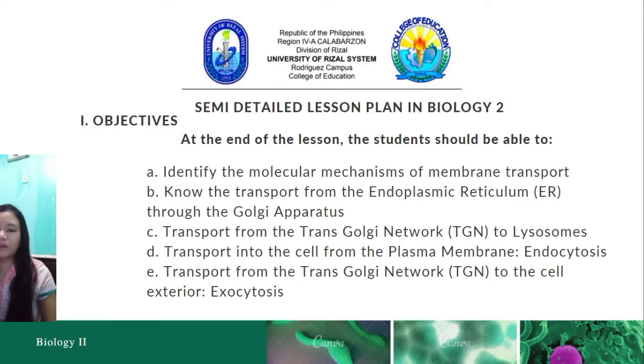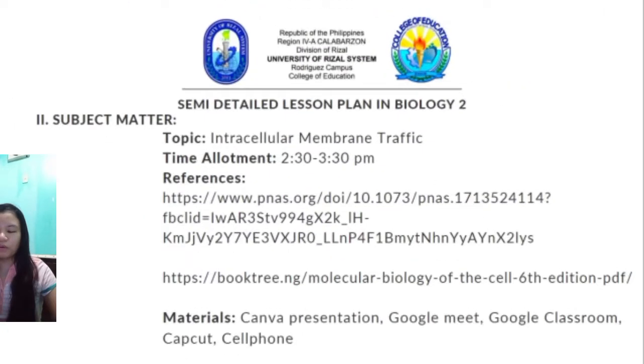At the end of the lesson, the students should be able to identify the molecular mechanisms of membrane transport, know the transport from the endoplasmic reticulum through the Golgi apparatus, transport from the Trans-Golgi network or TGN to lysosomes, transport into the cell from the plasma membrane or what we call endocytosis, and transport from the Trans-Golgi network TGN to the cell exterior or exocytosis.